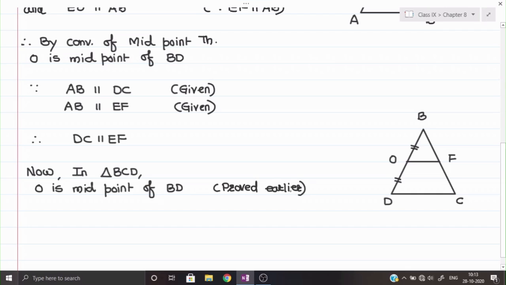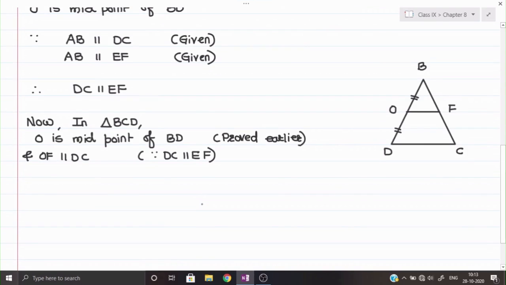Okay, second we'll write down, OF is parallel to DC. How can we say? Since DC is parallel to EF, now we can write down, therefore, by converse of midpoint theorem.